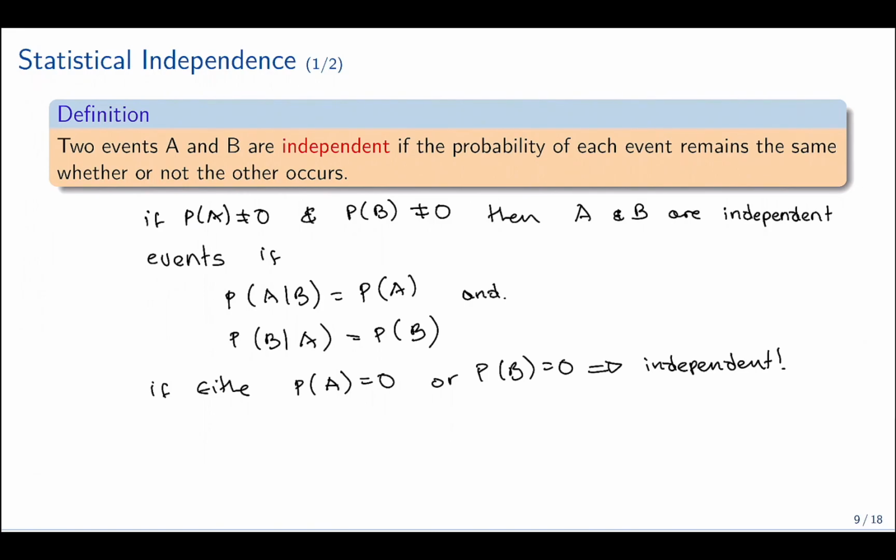Section 2.3 Conditional Probability and Independence. In this video we are going to look into the definition of statistical independence.